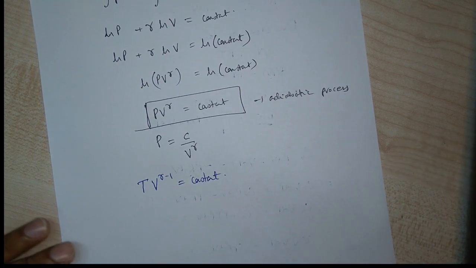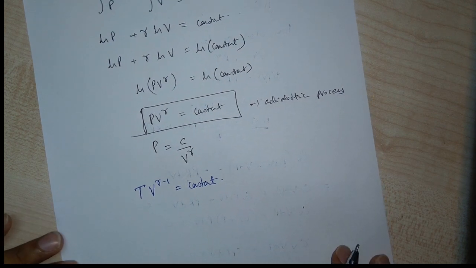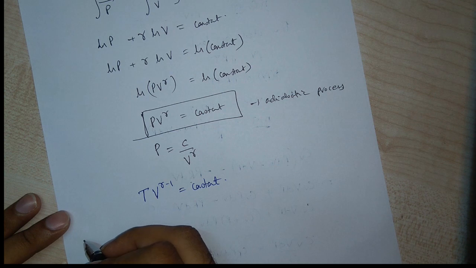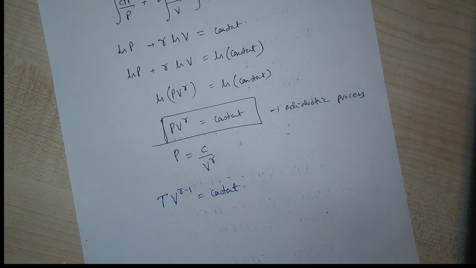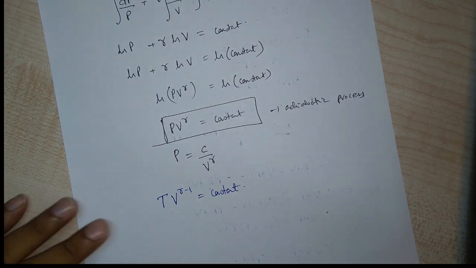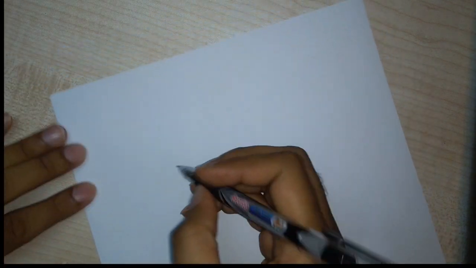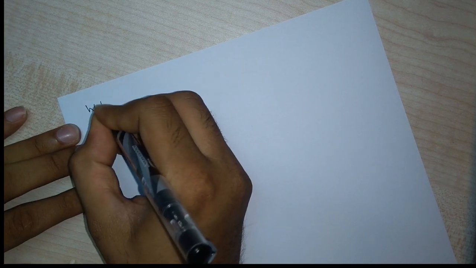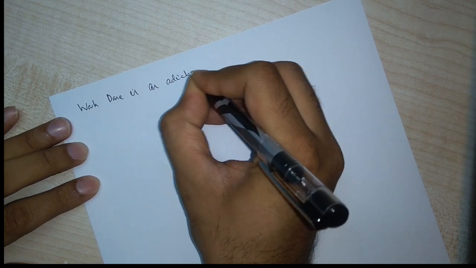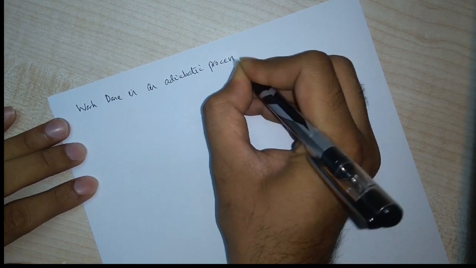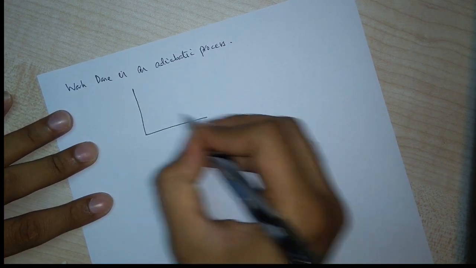Now the next step is to calculate the work done in the adiabatic process. So what is the work done in an adiabatic process? Let us calculate the work done in an adiabatic process. Let us consider this process on a PV diagram.